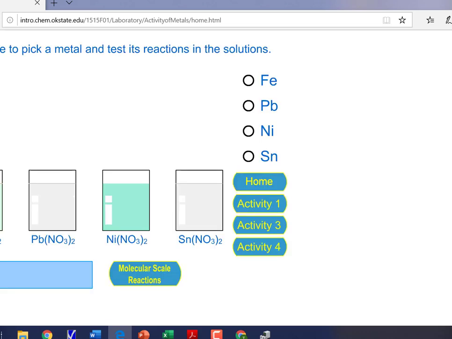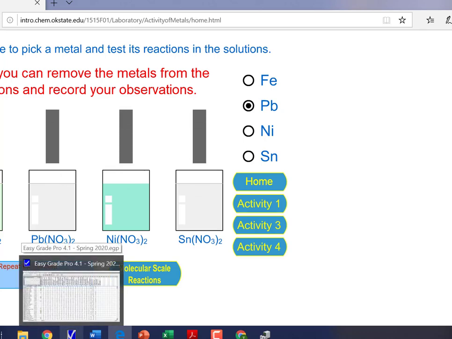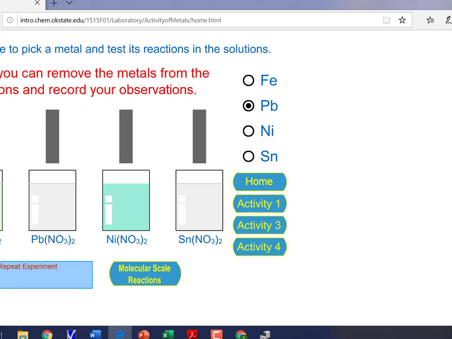So if I put lead and let it sit, now I can remove them. Which one changed? None of them changed, did it? So that means lead is lower than all of those metals. Does that make sense? It wasn't strong enough to push up. It was a freshman, not a senior. Is that analogy? Okay.